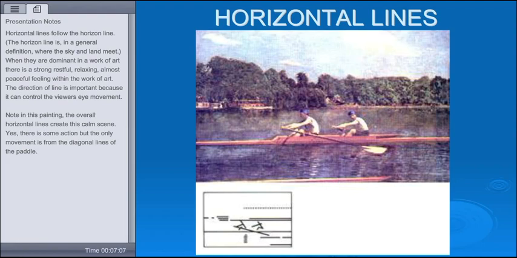Now, if you look at the bottom of your page on the left, what I've shown you is all of the horizontal lines. What I like about this little stick drawing at the bottom is that it shows the diagonals. So you see the diagonals in the people and the oar, and that's the only movement you see. The rest of it is very calm and very peaceful.